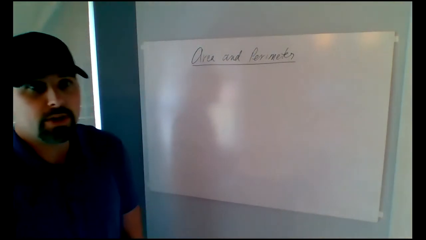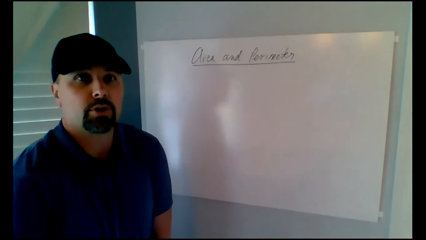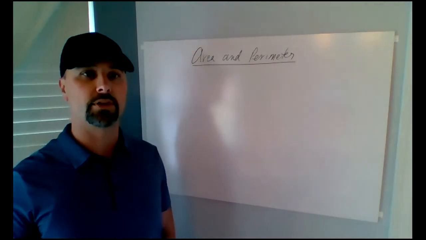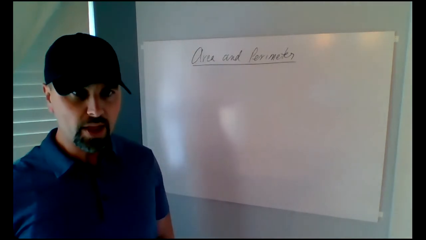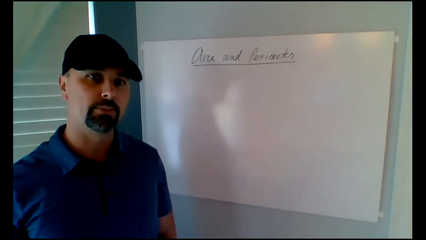And that brings us to today, where we're going to step away from triangles specifically and talk about area and perimeter. Now, we can use area and perimeter for triangles, but we're not looking at only triangles. So let's talk about area and perimeter.